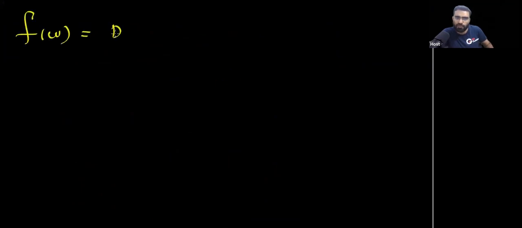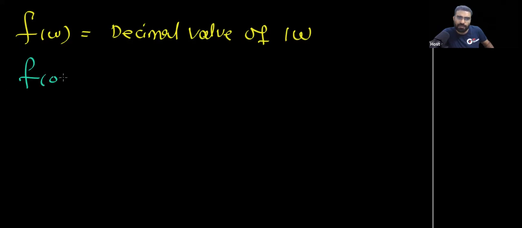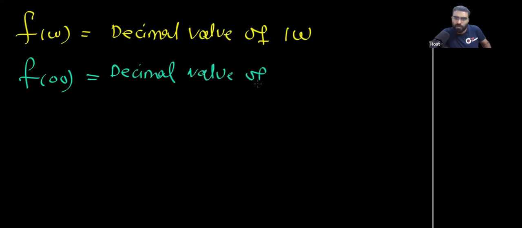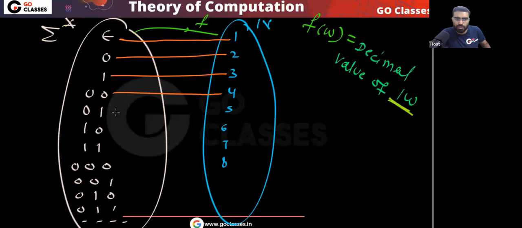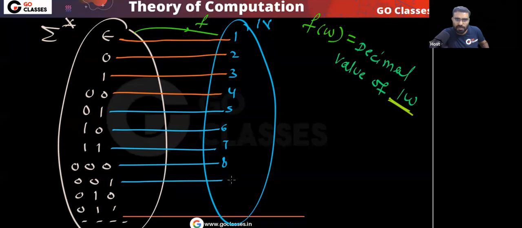f(w) is the decimal value of 1w. So tell me, what will be f(00)? That will be the decimal value of 100, right? And that is 4. So very easily you can see. Okay, so what will be the image of 01? That will be 5. Image of 10, and so on. So you can easily notice.